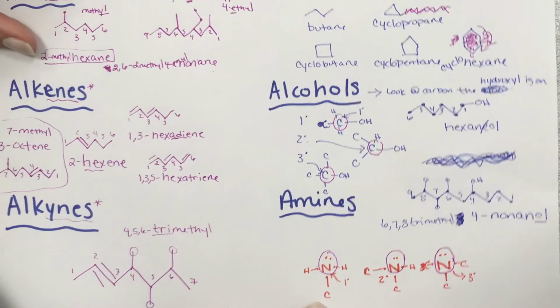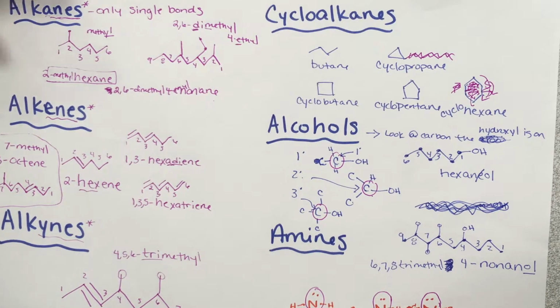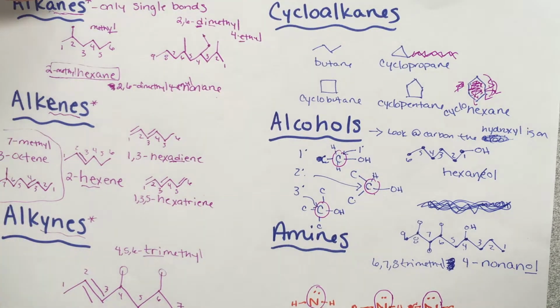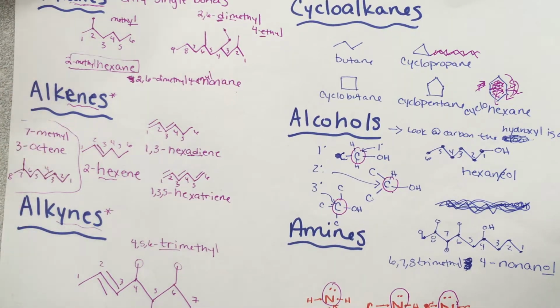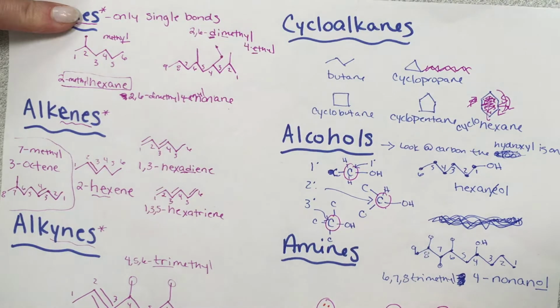So those are the 6 types of organic molecules you will be naming on the test. On the quiz, you will name alkanes, alkenes, alkynes. And then on the test, you'll name all of them.